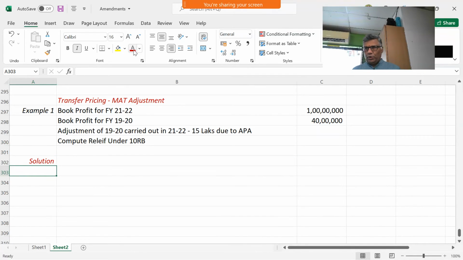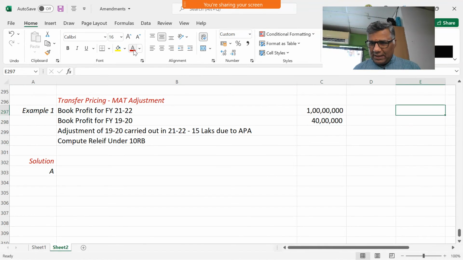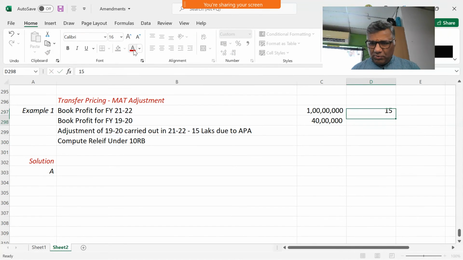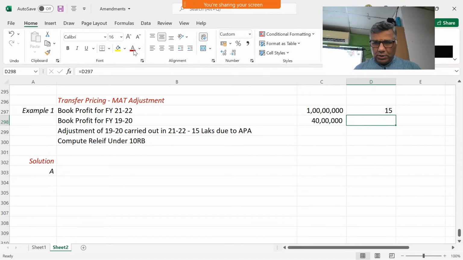Okay, shall I? Before that, let me also side by side have. We all know MAT rate is 15.4%. Okay, let me not do that, it will be confusing you. I'll do that totally.